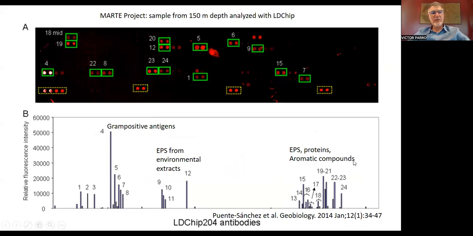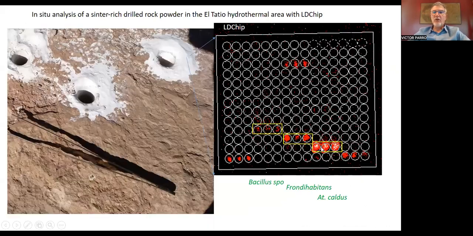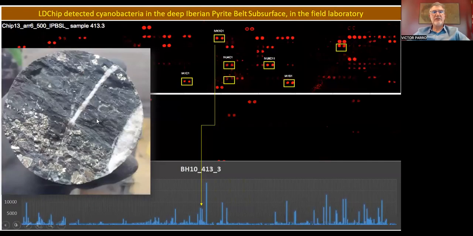Using this system, we have analyzed all the samples I've shown you before, from the MARTE project, from the Rio Tinto down to 600 meters. As you can see here, we identified many positive spots that correspond, in this case, to gram-positive antigen, exopolymeric material, some proteins, etc. This one is a sample from El Tatio. Recently, we analyzed samples obtained from a drill core on site, and we identified the presence of different microbes in these dust samples.